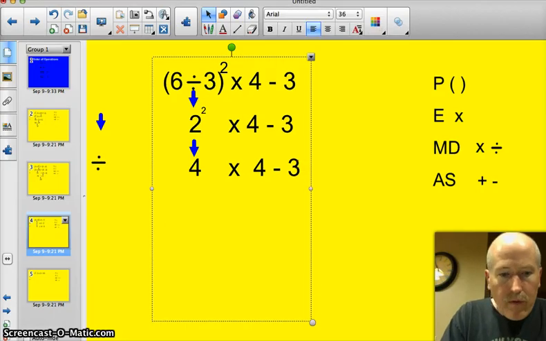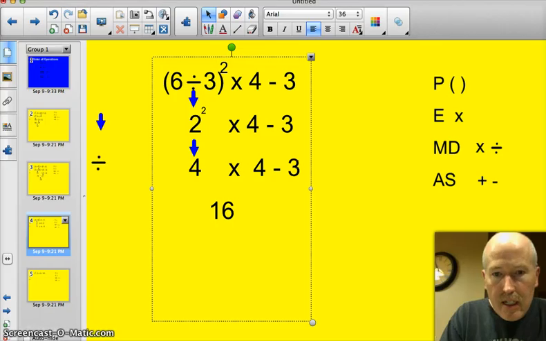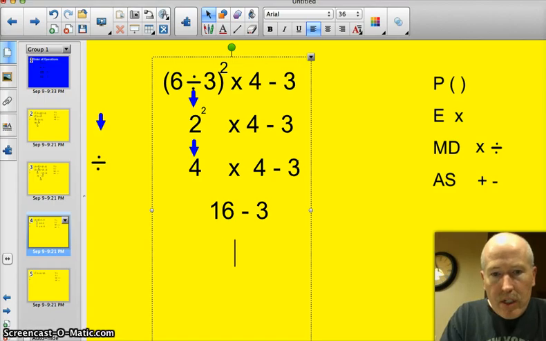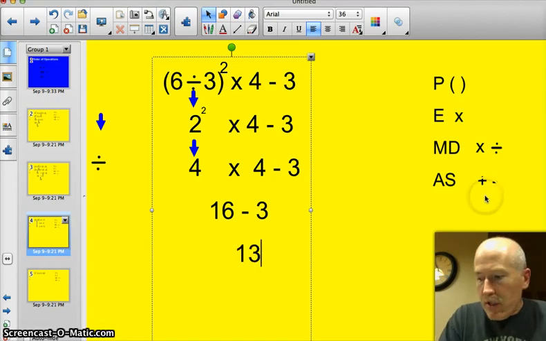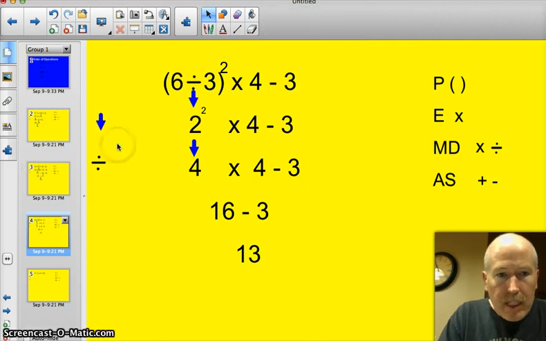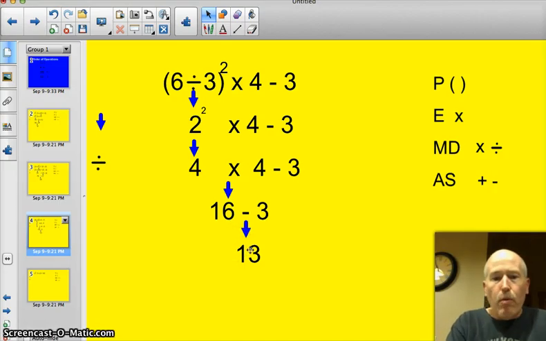4 times 4, of course, is 16. I still have that minus 3. So my final operation is 16 minus 3, which is 13. I'll put these last couple arrows in there. So you should have those same lines like that. Once again, 1, 2, 3, 4 different lines. It took me 4 steps to solve it, but I only had to do one operation at a time. That's the key. Just work smart, work slow.